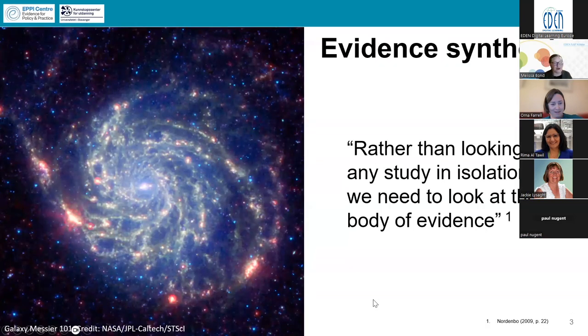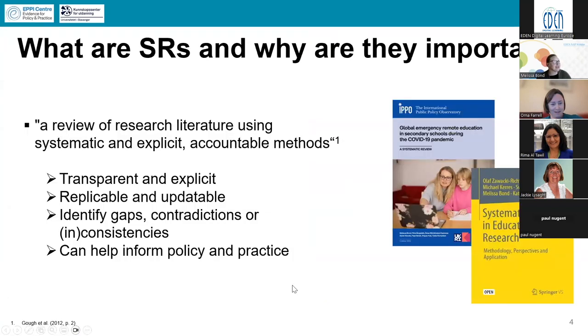And those of you who've heard me talk before perhaps know that I like to think of evidence synthesis as looking at the galaxy of evidence that exists, rather than looking at one particular study, rather than looking at perhaps one star in the night sky, we're actually looking at the entire galaxy. And it is important that we consider the body of evidence that already exists, because it allows us to identify those commonalities between research that's been published. It allows us to identify inconsistencies or gaps or areas that need further insight into. And it can really help us to guide our practice in education, but also to inform policy development.